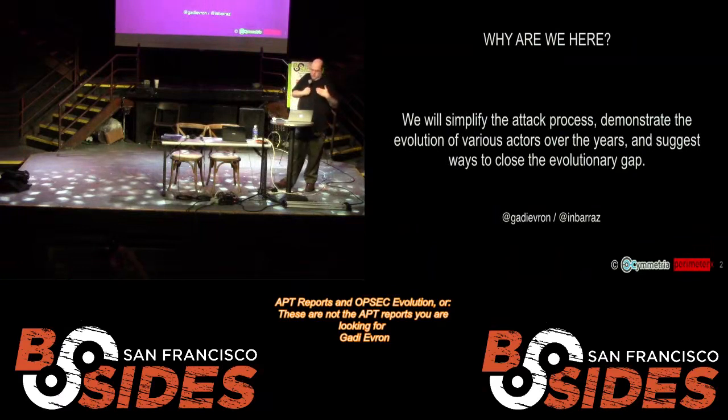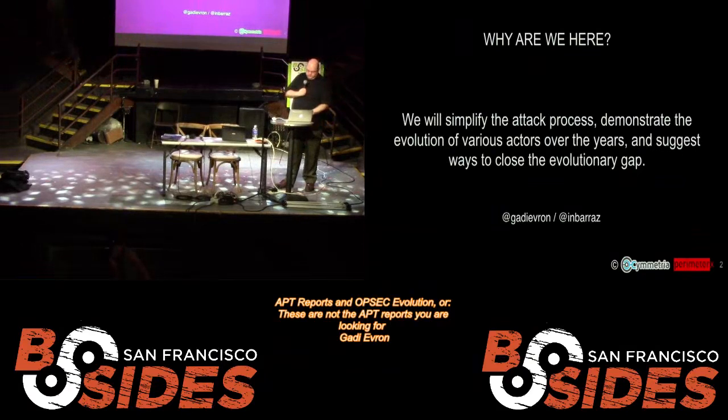We would like to essentially simplify the attack process. We'd like to show the evolution of different threat actors, how they learn, what they do with that, and suggest ways to close that evolutionary gap, specifically by APT reports and how they can help us as opposed to just the attackers. So I'm going to run through this as quickly as I can while still making sense. I did give this lecture a couple of months ago and people didn't know what APT is. I'm not going to explain. It's a threat actor or whatever definition you choose to use.